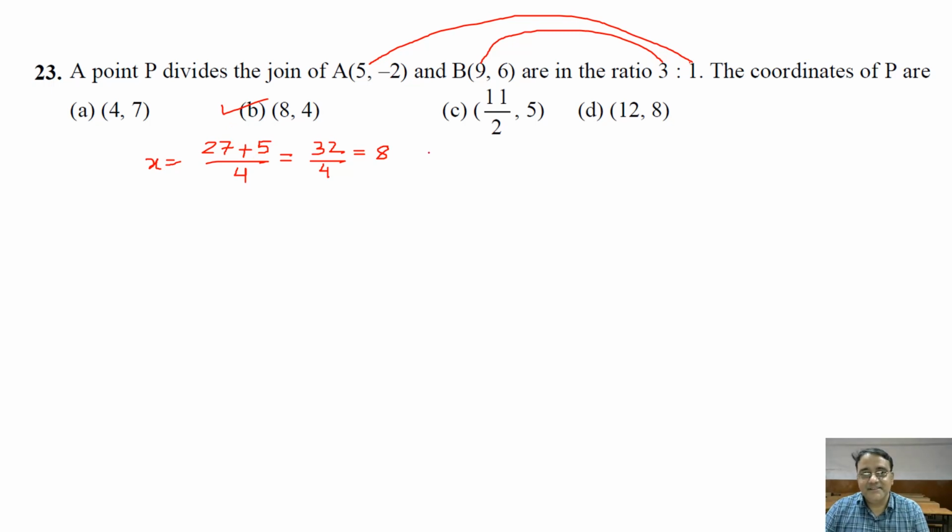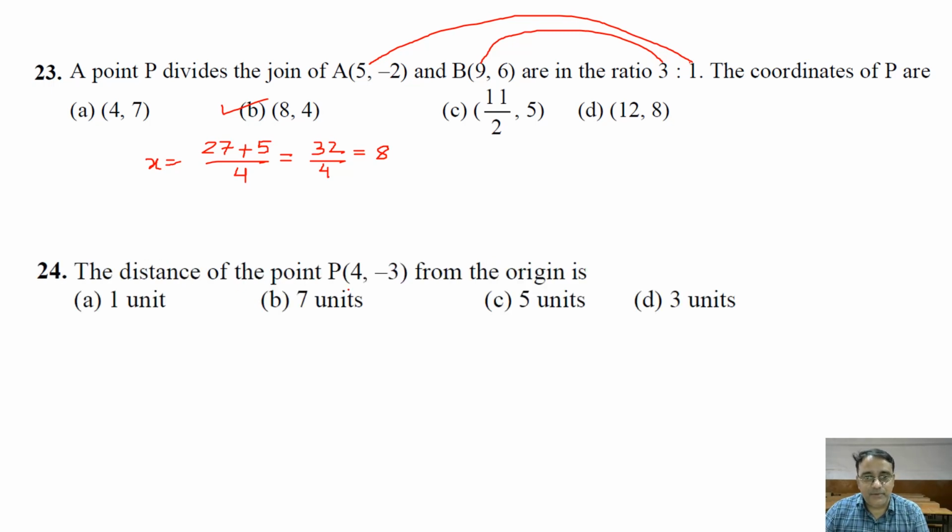Is that clear? Yes, sir. Okay. Similarly, you can check y coordinate also. You can start from y coordinate because y coordinates are also different in all the options. ठीक है. So now we are moving toward question number 24. The distance of the point 4 minus 3 from the origin is dash unit. तो origin होता है 0 0.